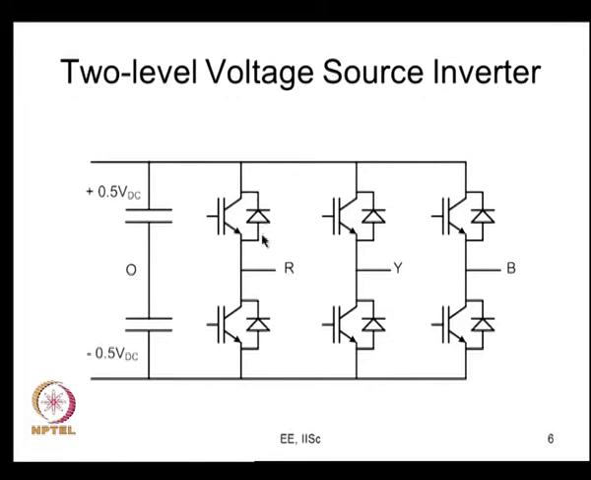So, today our focus will be on what kind of losses you will have in these IGBTs and diodes. As I already mentioned to you, for one direction of current, either this IGBT will conduct or this diode will conduct. For the other direction of current, either this IGBT or the diode will conduct. So, current will commute from here to here or here to here, depending on the direction of the current.